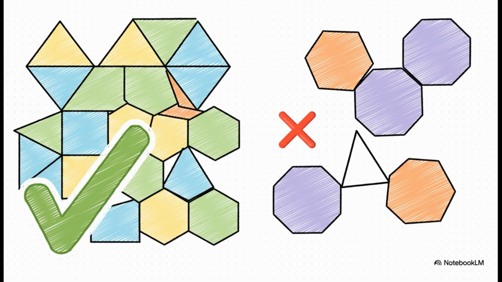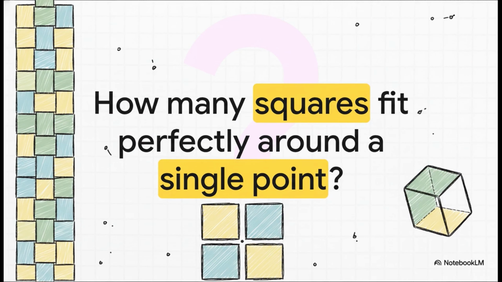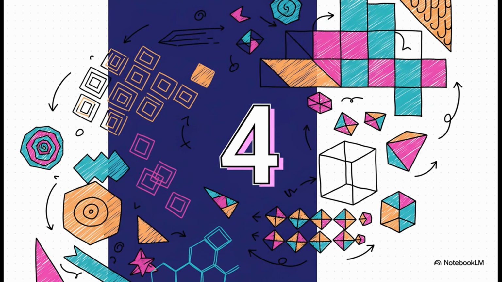But why? The whole secret is in a single point, that corner where all the tiles meet up. So, if you're using squares, how many can you jam together around one point without any gaps or overlaps? Exactly 4. And the math is actually super simple. Each corner of a square is a perfect 90 degrees. You put 4 of them together, and you get a perfect 360-degree circle. It fills the space completely.